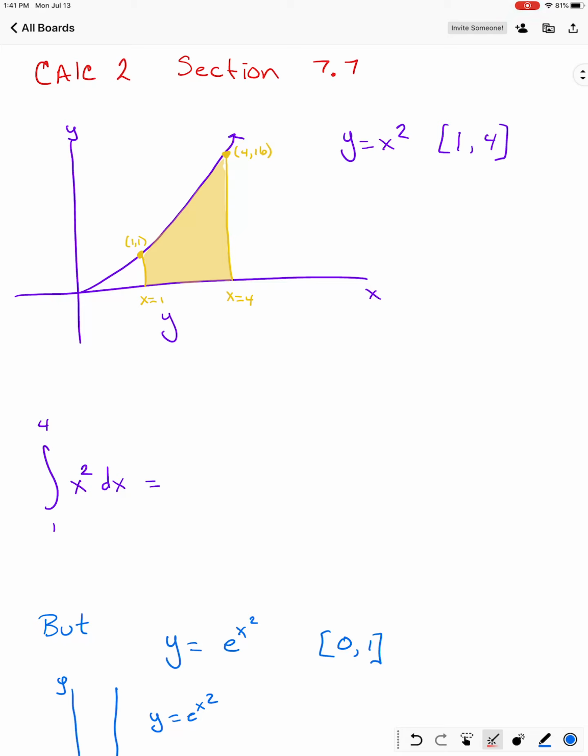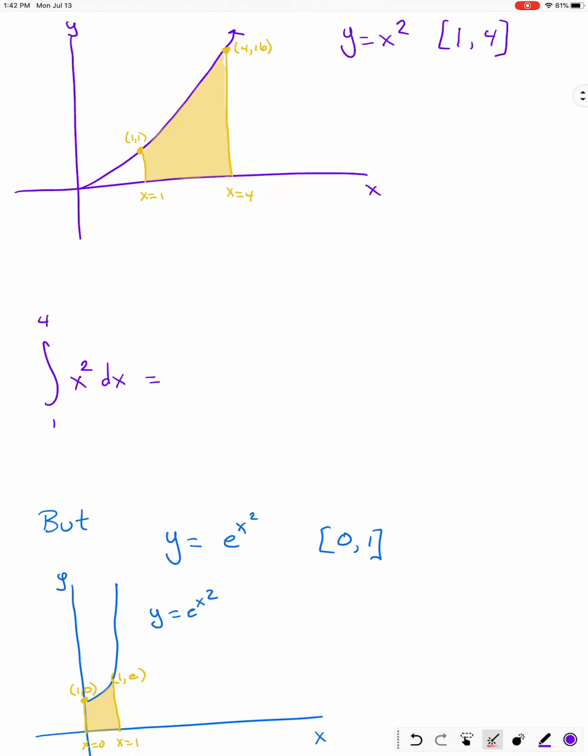7.7 is the approximation of integrals. So I'm going to start off with a simple example. Let's look at the situation where we have the function y equals x squared. I've drawn it over here in my graph, only the positive part, and I'm asking for the area underneath y equals x squared from 1 to 4. I've drawn that in here in yellow.